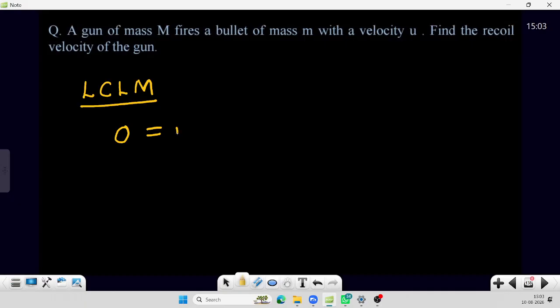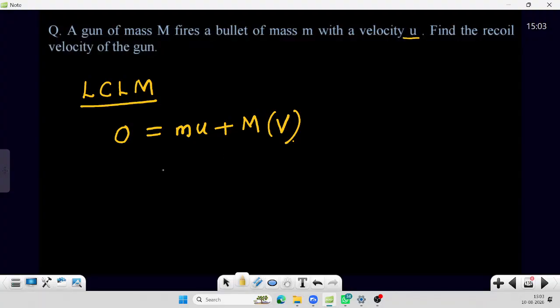So the mass of the bullet is m, and the bullet is moving with a velocity u. If I assume the bullet moves in the positive x direction, which direction will the gun move? Negative x direction. So what is the mass of the gun? Capital M. And the velocity of the gun will be in the backward direction, so we'll write V here.